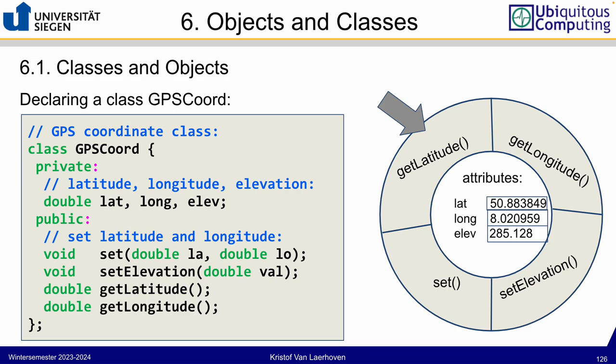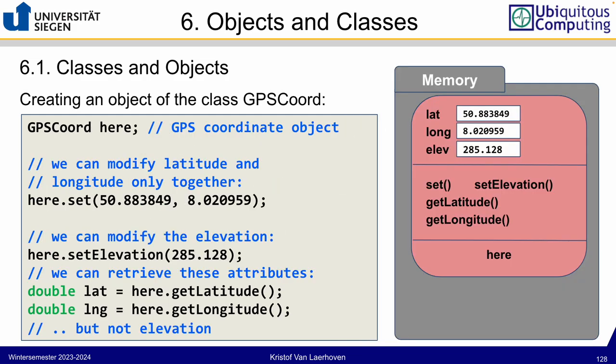I'll show this again in a second, because that's a very important concept. What can we call where? That is something you just have to get used to by doing it. Once we have our part of the program, which could be part of the main function or another function, we create our new variable, an object called here. We know that this is of type GPS coordinates, and it is automatically put into memory by C++, the compiler.